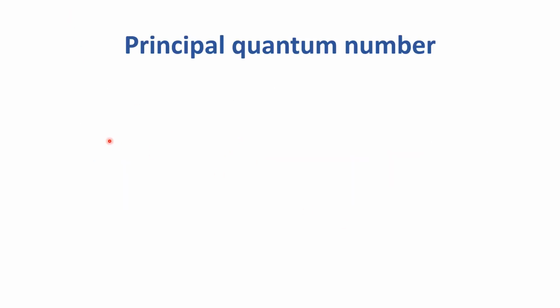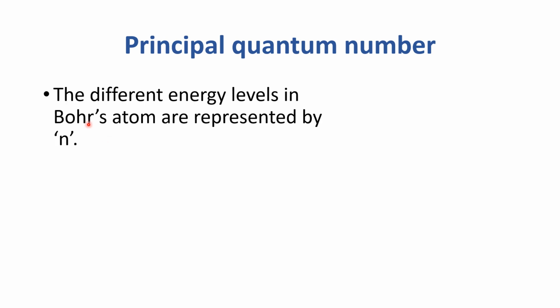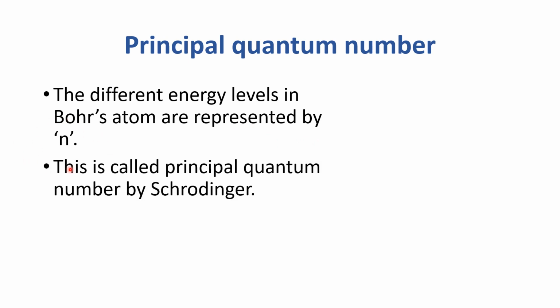Let's discuss the principal quantum number. The different energy levels in Bohr's atom are represented by n. n is the principal quantum number. This is called the principal quantum number by Schrodinger.